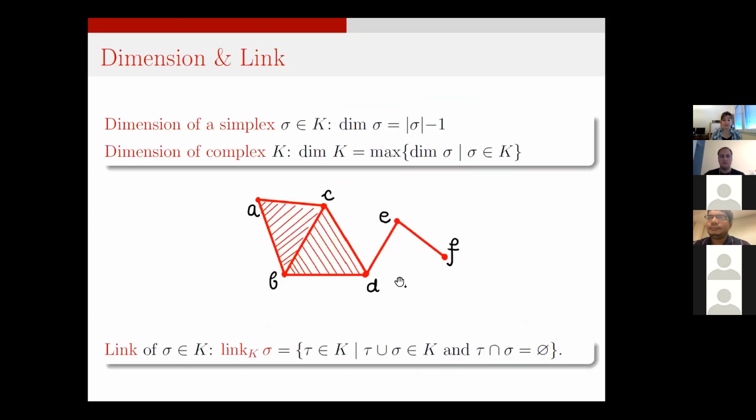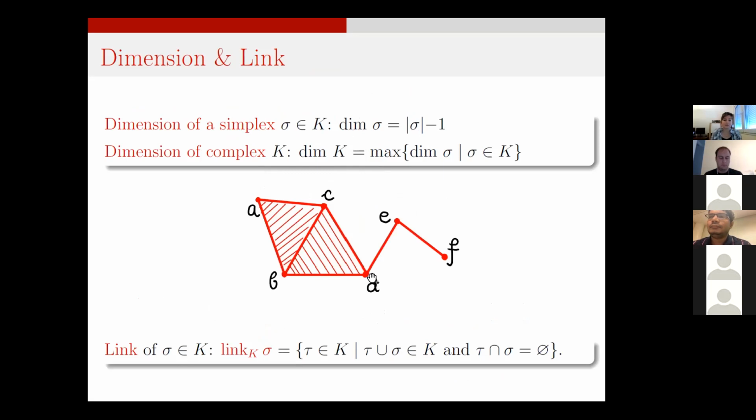And what we will need later is definitely dimension. So for a triangle, it is 2. And in the abstract definition, we would say the dimension is the number of vertices minus 1. And definitely the dimension of a complex is the maximum of all dimensions of simplices.